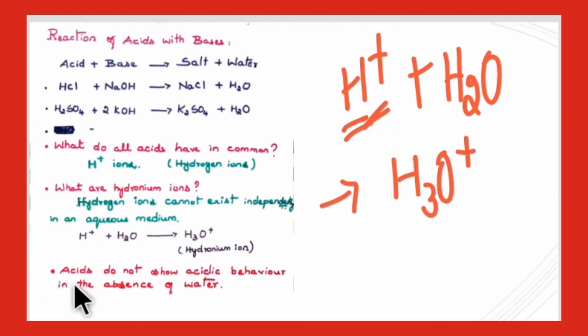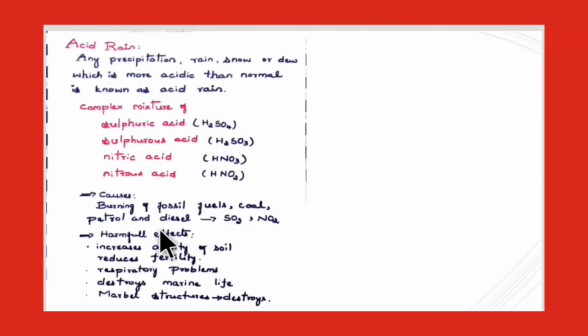Next, acids do not show acidic behavior in the absence of water. So there must be the presence of water to show the acidic behavior. Hence acids require water to assist them to show their acidic behavior. So I have covered a few important points about acids. Now let's check out acid rain.